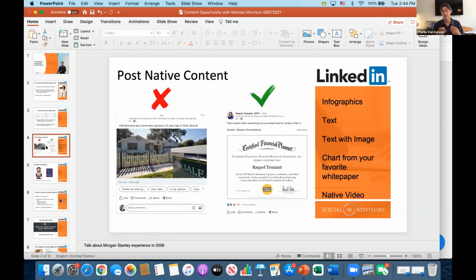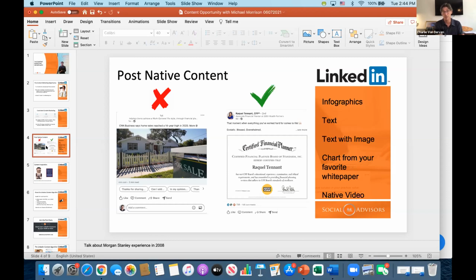Native content, again, is content that is designed to be consumed directly on LinkedIn. For this to make sense, let me tell you, LinkedIn makes money in 2 ways that I'm aware of, right? They make money on premium services like Sales Navigator, and they make money through ad sales. LinkedIn's main objective as it relates to ad sales is to retain people on their platform.